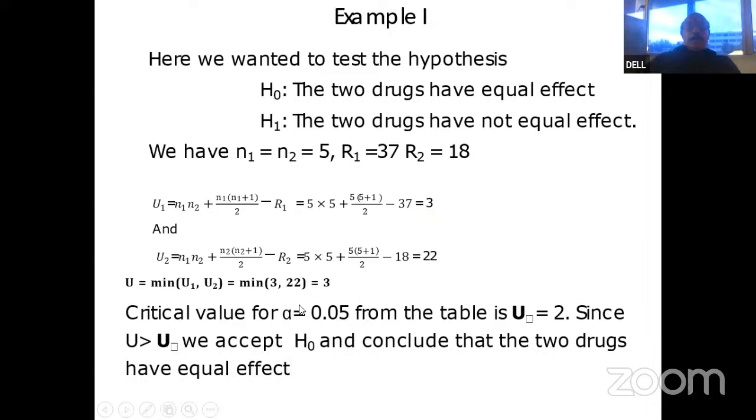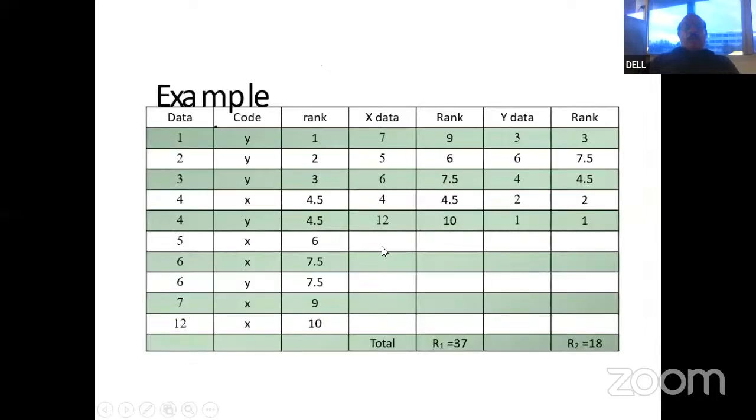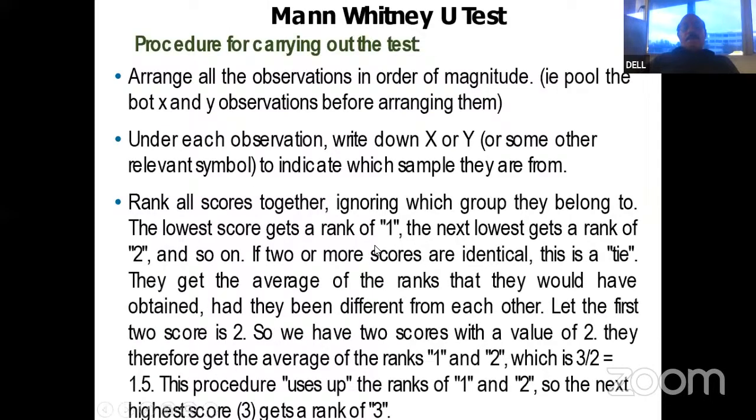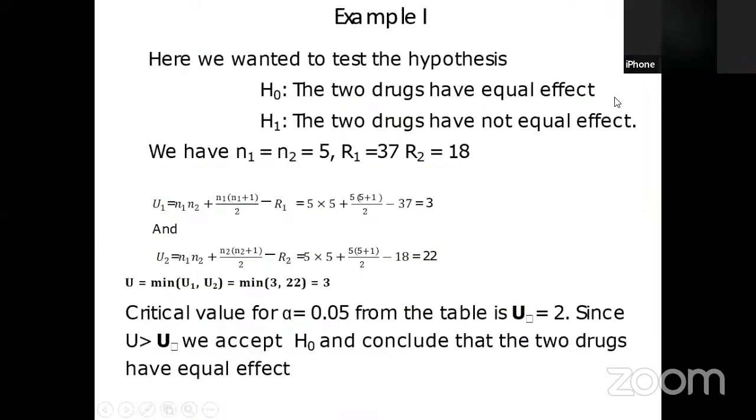Here the calculated value is 3 and the table value is 2. So in this particular case we have to write the conclusion: calculated value more than the table value, we accept H0 in this particular concept. So here we accept H0 and conclude that the two drugs are equally effective. So whatever the conclusion we carried out, equal effect, not equal effect.